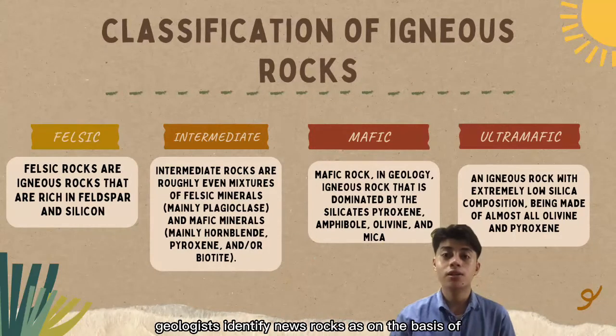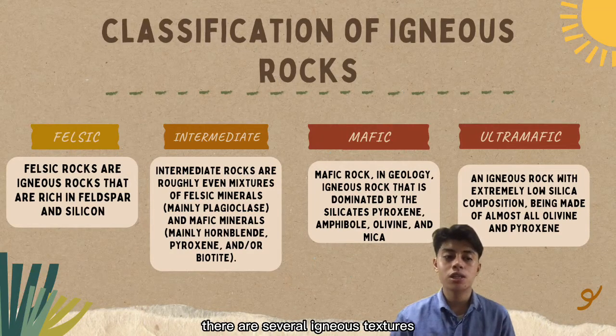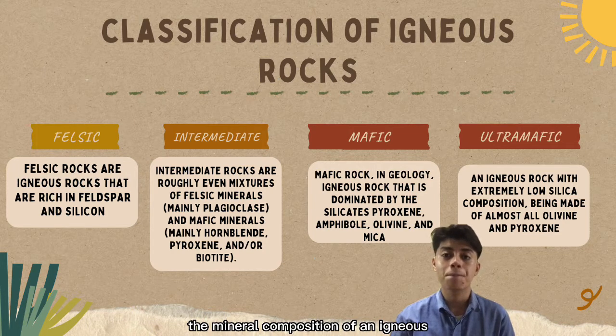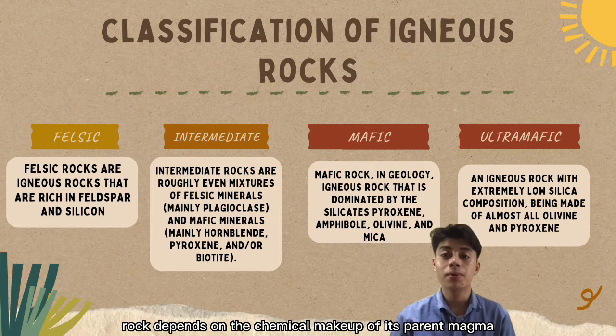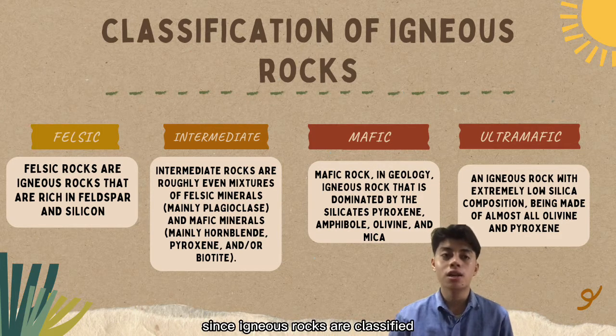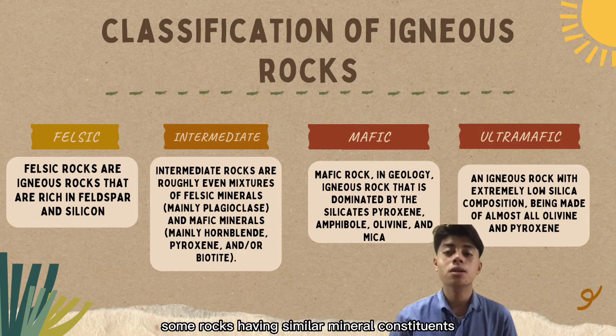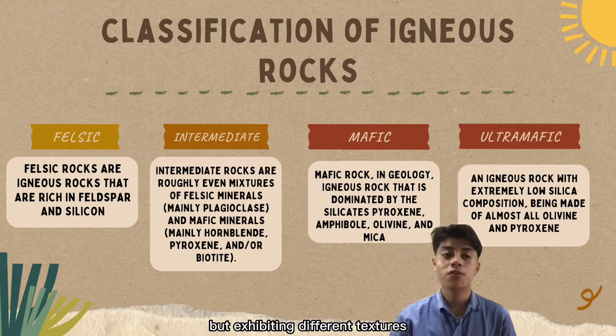Geologists identify igneous rocks on the basis of their texture and mineral composition. The several igneous textures describe mainly different cooling histories, whereas the mineral composition of an igneous rock depends on the chemical makeup of its parent magma. Since igneous rocks are classified on the basis of both mineral composition and texture, some rocks having similar mineral constituents but exhibiting different textures are given different names.